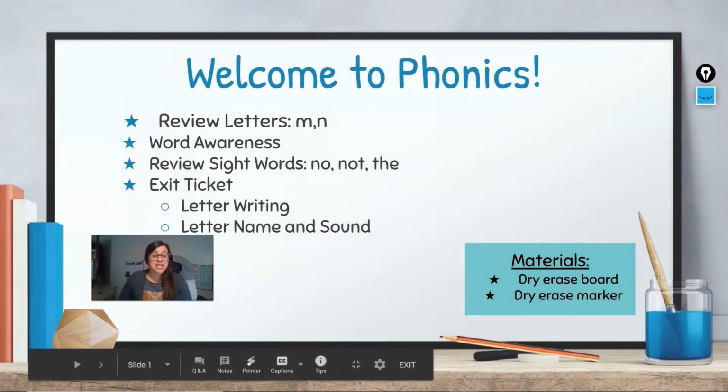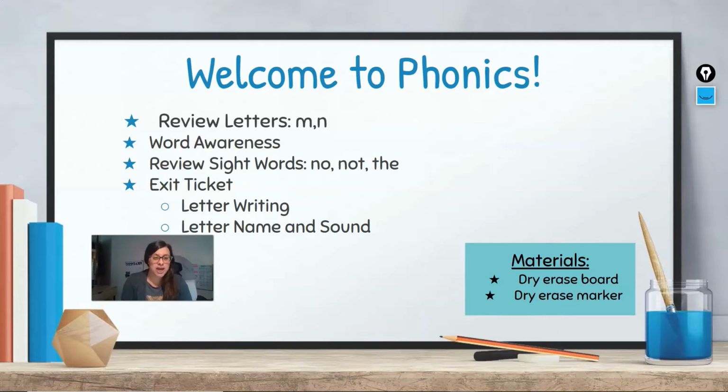Today, we're going to continue to review the letter M and N. We've been working all week on these letter names and sounds, so we are pros at it. We'll be diving into some word awareness by looking at sentences. Then we will move into our 3 sight words for this week: no, not, and the. And then for your exit ticket today, when you get to the end of the lesson, you are going to be saying how you feel about the letter M and N and writing the letter M and N.